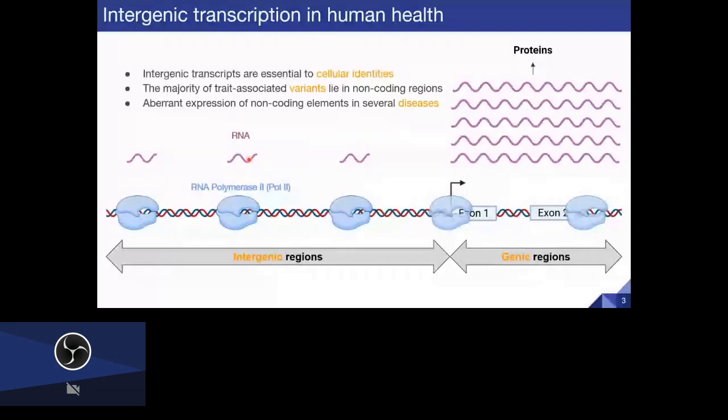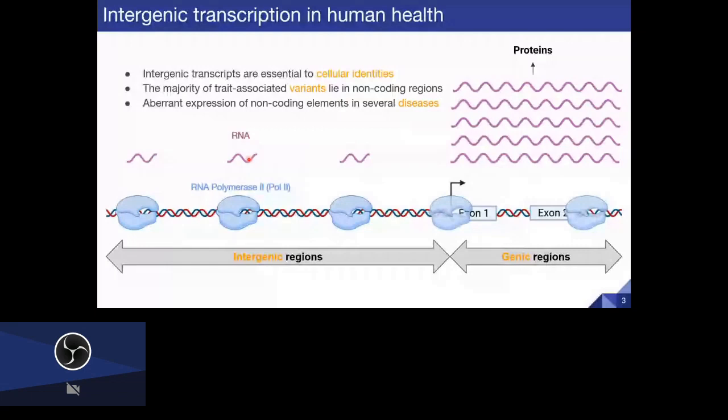But these RNAs were found to also be essential to cellular identities. So, for example, it was found that some long non-coding RNAs were essential to preserve the pluripotent stem cell identity. And in genome-wide association studies, the majority of trait-associated or disease-associated variants do lie in non-coding regions of the genome and not in exons. And an aberrant expression of these non-coding elements was also found in several diseases, such as cancers.